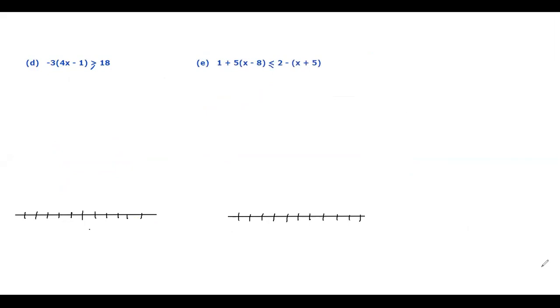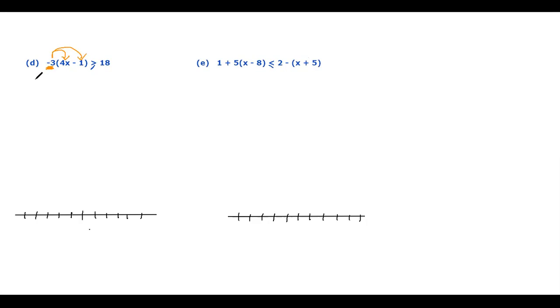Okay, so this one here. All right, so this is -3 times 4x minus 1. So first, what do we need to do? We need to use the distributive property, right? Or you can divide by -3, depending on which way. We try the distributive property, see how that works. Okay, so let's practice the distributive property.